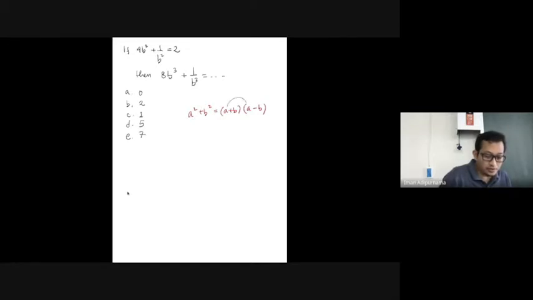So let's check. This becomes this, this, and this. It's minus, so it should be minus. Does anyone remember? We have a cube like this. If I just want to make a plus b outside, then what's the inside? A squared minus ab plus b squared.